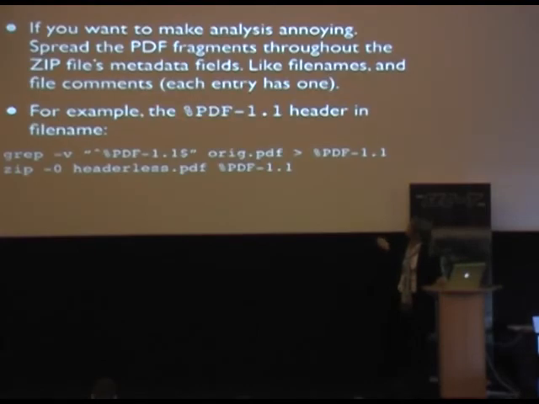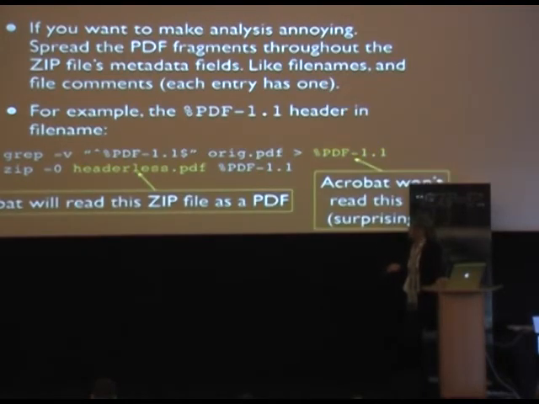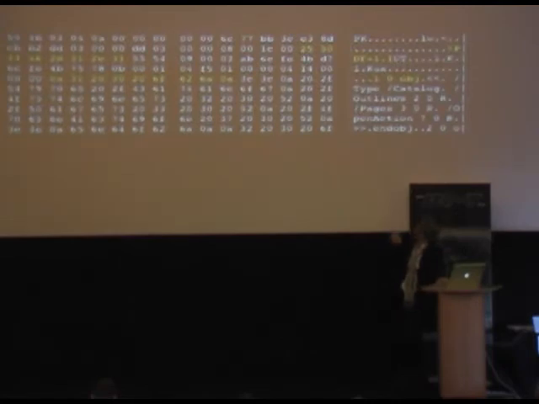This is what I was saying. One of the things you can do is take each part of the PDF and stick it into a piece of metadata in the zip file, like the file name, for example. The quick way to do it with shell commands is to basically name the file what the header is going to be, take the header out of the regular file and just store it, and you get a zip file that looks like this.